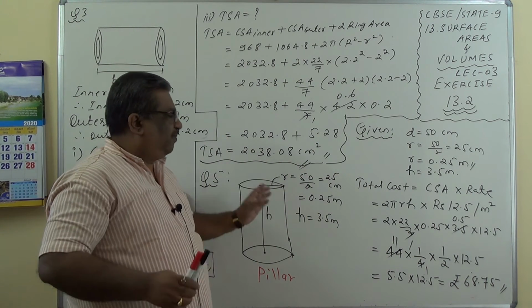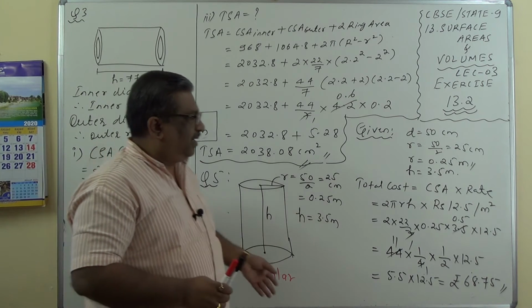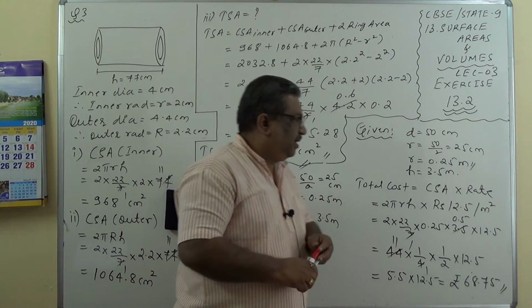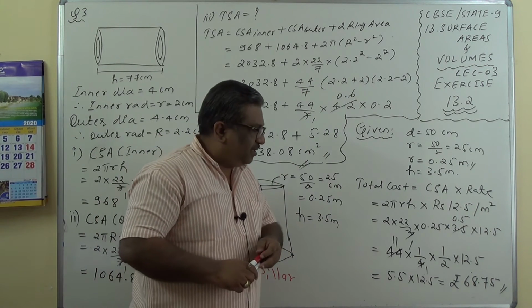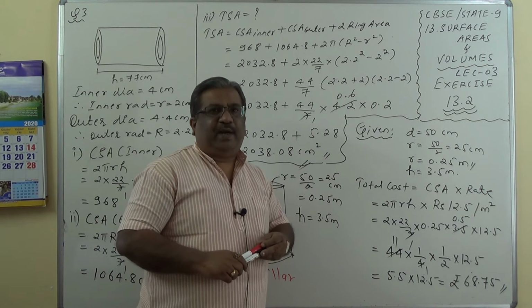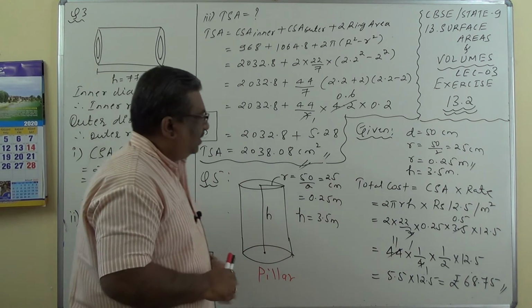So the total cost of painting the curved surface area at the rate of rupees 12.5 per square meter is rupees 68.75. Okay, make a note of this.